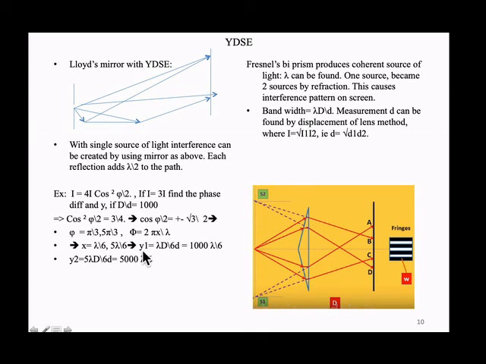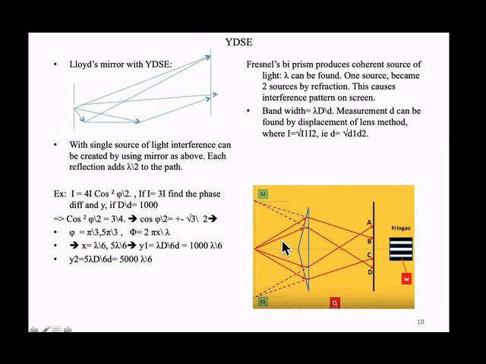So what is y1 here? Lambda D by d, so lambda by 6 into D by d, and the other one is 5 lambda by 6 into D by d. So at these points in the YDSE, I am getting an intensity of 3I. Where am I getting 4I? I get 4I wherever there is a full n lambda path difference. It is total constructive interference, because phi becomes 0 or 2 pi, so I get full 4I.